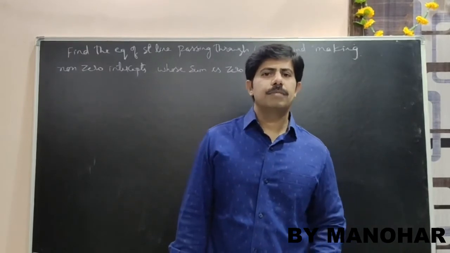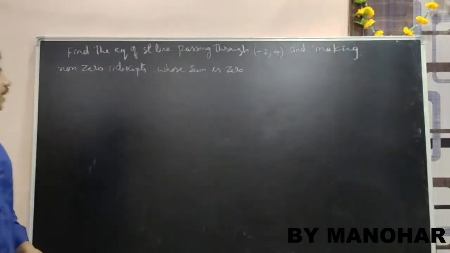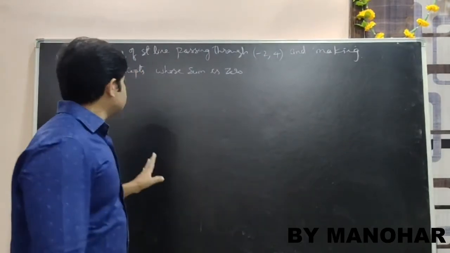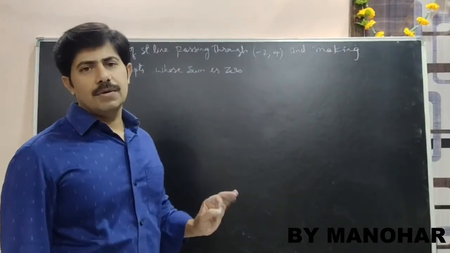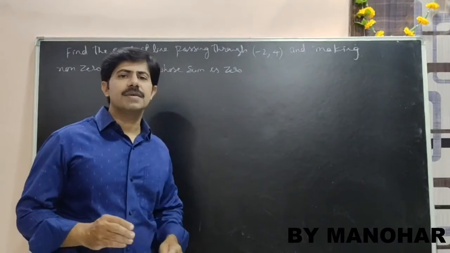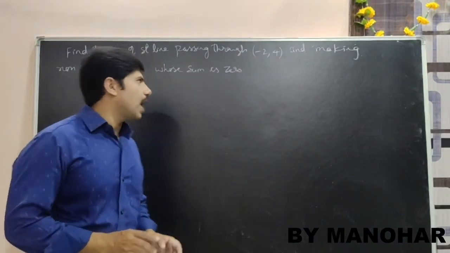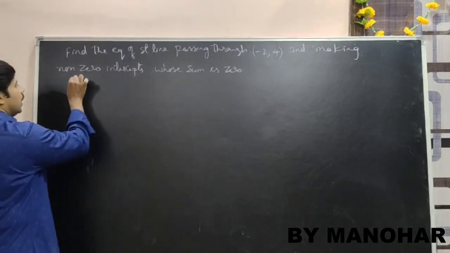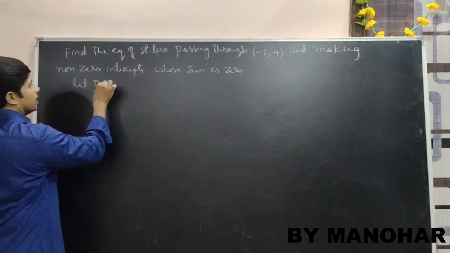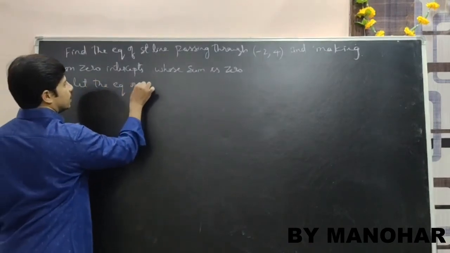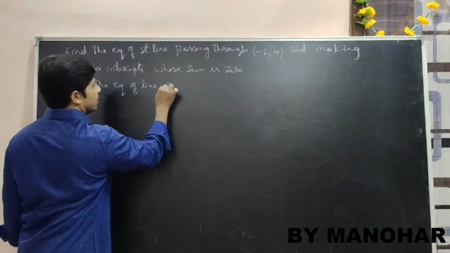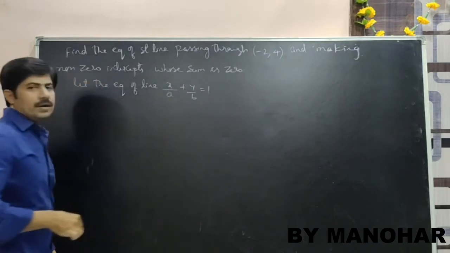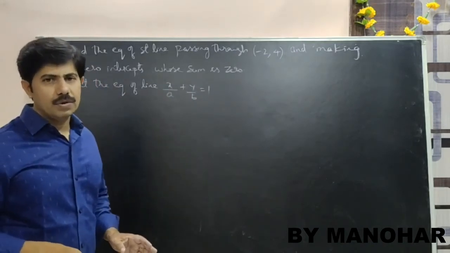So next problem, find the equation of straight line passing through minus 2 comma 4 and making non-zero intercepts whose sum is 0. Here the sum of intercepts is given as 0. So as they told intercepts, I am assuming let the equation of line we assume as x by a plus y by b is equal to 1.